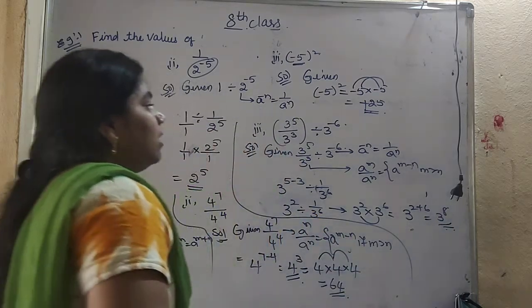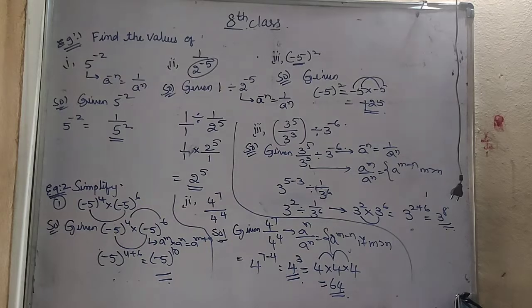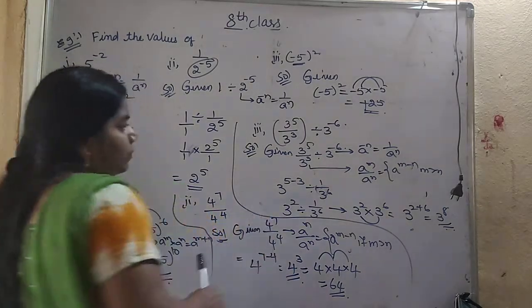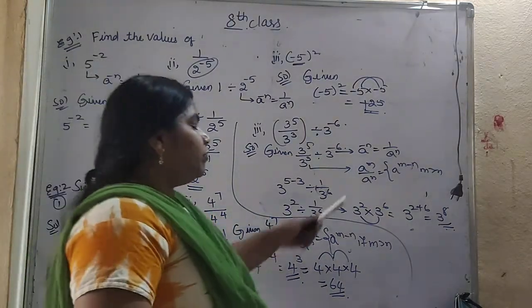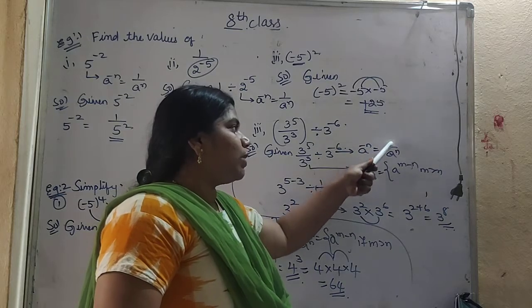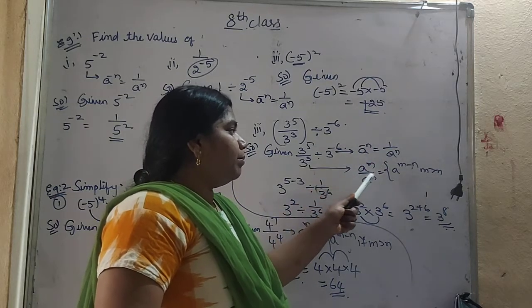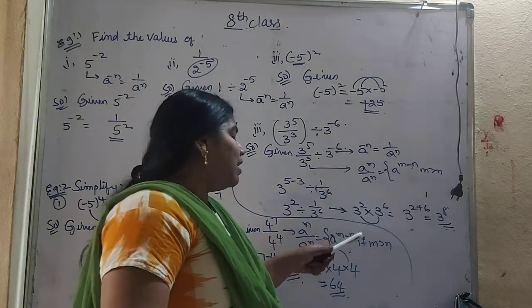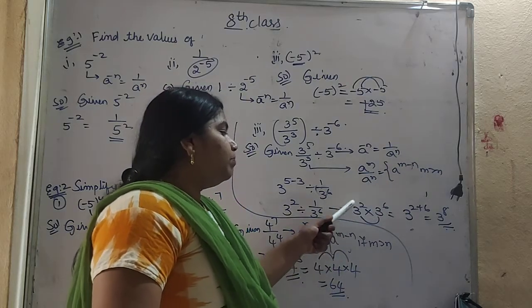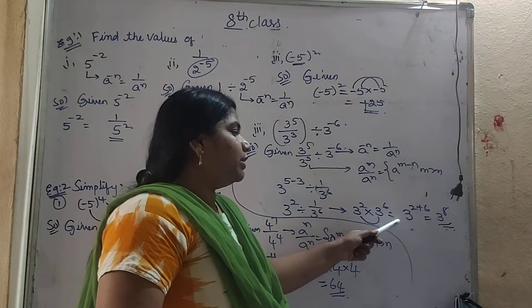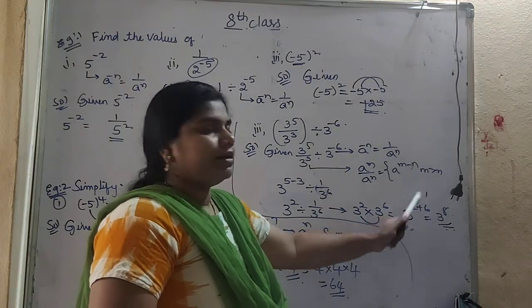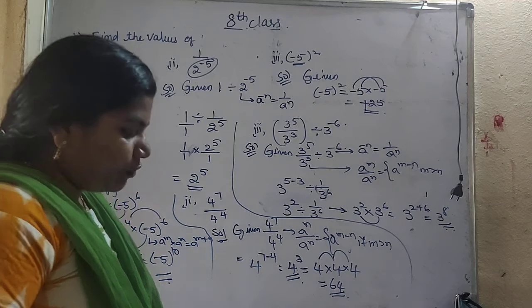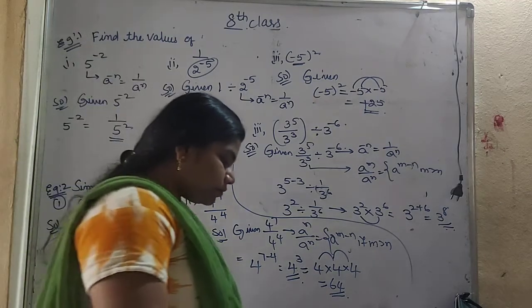So what is the answer? Our final answer is 3^8. If you see this one, we have used 3 different formulas. One is a^(-n) is equal to 1 by a^n. a^m by a^n is equal to a^(m-n), where m is greater than n. And again we have used a^m into a^n, that is a^(m+n), where we add the powers. So in total 3 different formulas we have used here.